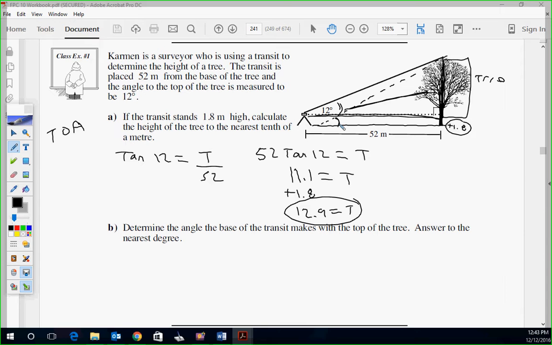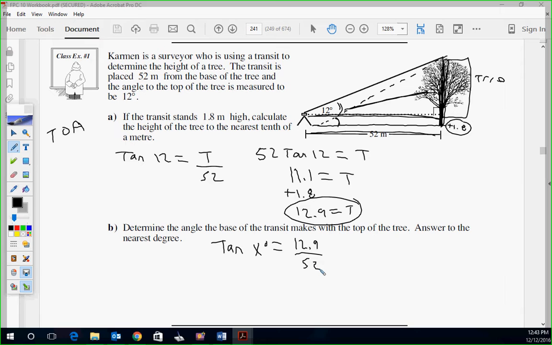Now we have the adjacent side. We have the opposite side. So we have to use inverse tan here. We're finding an angle. Remember, whenever you're finding an angle, you're going to be running into inverse trig. So this is what the setup would be. Tan of x degrees equals opposite over adjacent, so 12.9 over 52.